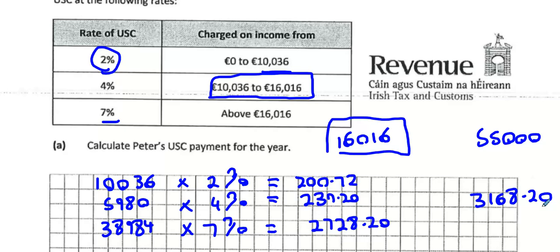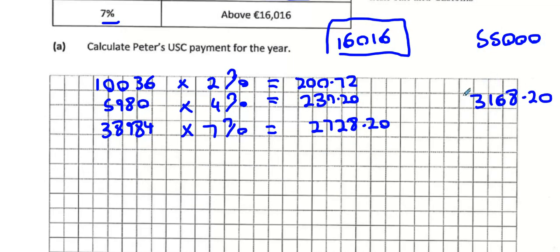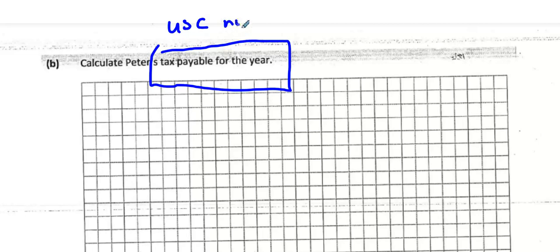Considering that a gimme, that's marks they want to give you out of interest. Now, lads, if you got this answer wrong, I didn't punish you in the later questions. I took whatever you had here and used it further on, provided you put it in the right spot. Now, this is a kicker. Tax payable. USC, not a tax. Everybody got that? USC is not a tax.